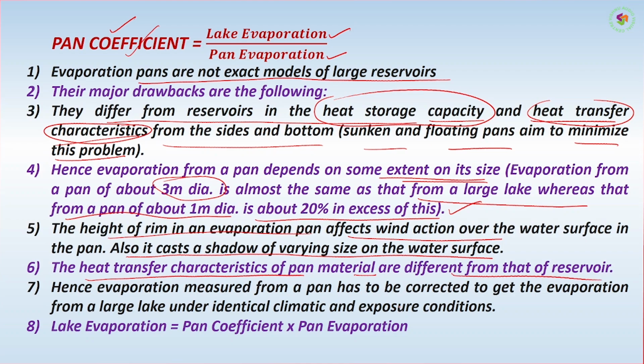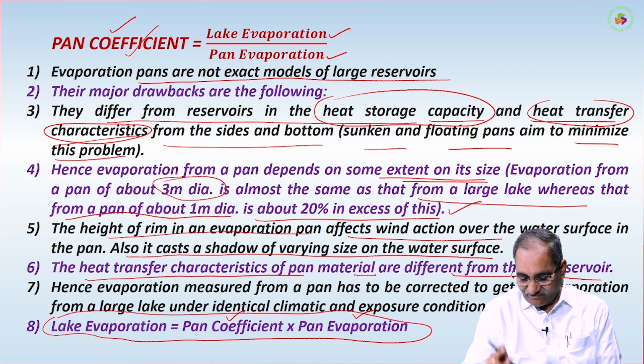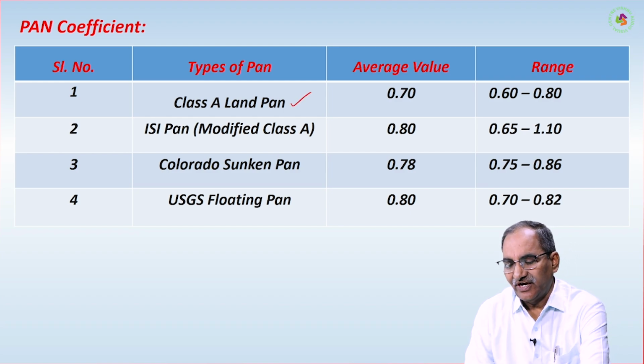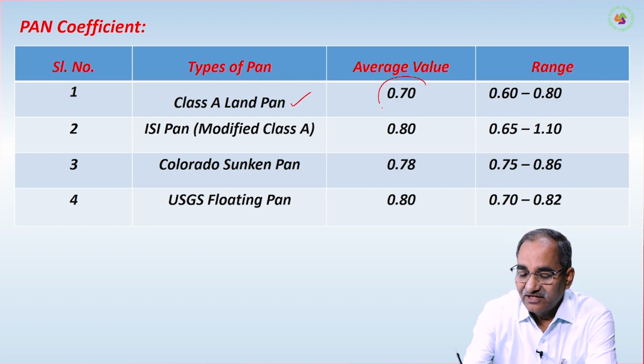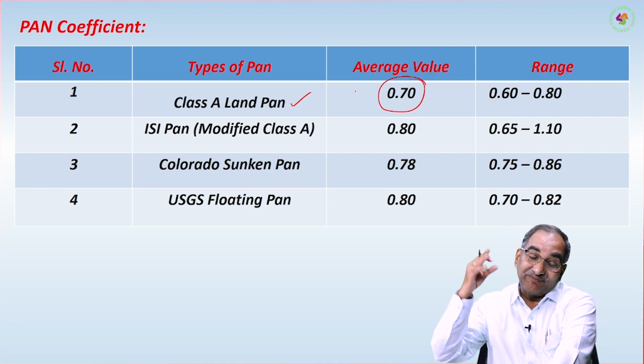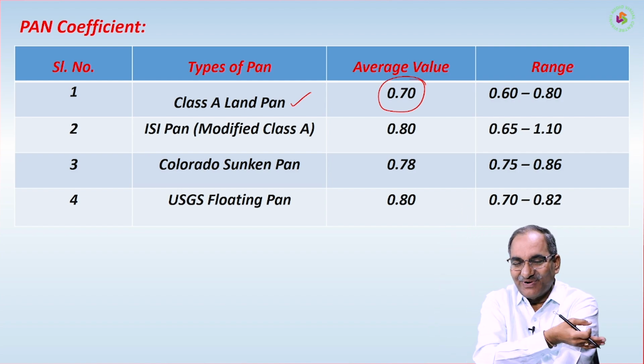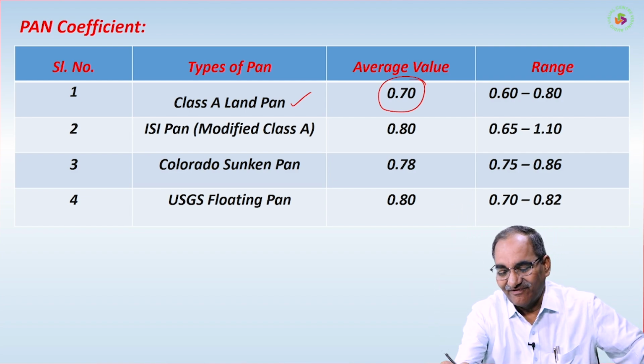Evaporation measured from a pan has to be corrected to get the actual evaporation. So the lake evaporation, or the reservoir evaporation, or the river water evaporation, is equal to pan coefficient into pan evaporation. And this pan coefficient is always less than 1. Suppose I take the Class A land pan, which we studied first. There the pan coefficient is 0.7. That means your pan evaporation is 30% excess. So if you want to bring it to the lake evaporation, 0.7 is the coefficient.